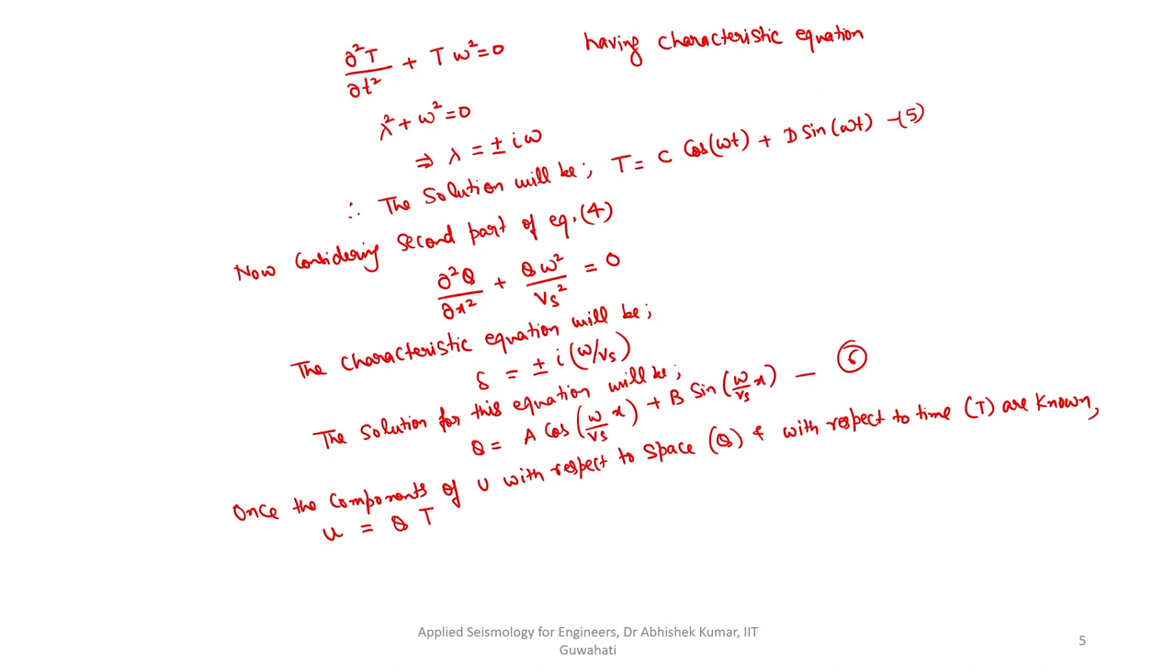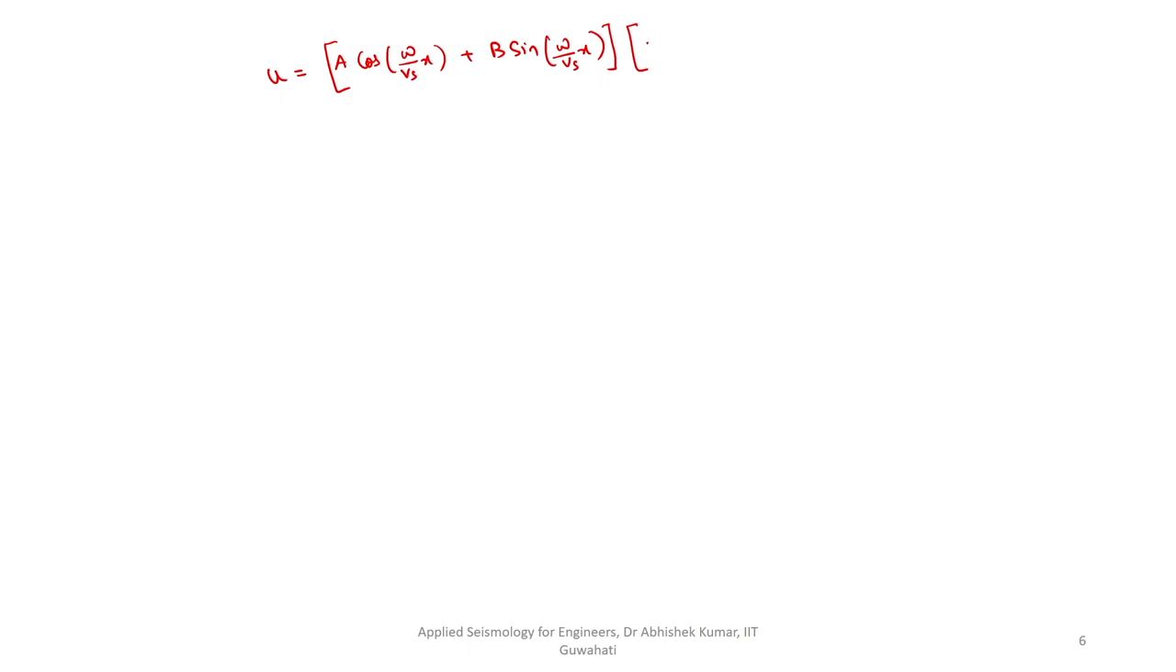So u can be written now as, we have two equations, the first one is a cos omega over v s x plus b sin omega over v s x, this is with respect to q, and then, okay, so a and b are the coefficient values for q and c and d are the coefficient values for t. Then c cos omega t plus d sin omega t. So this is the complete solution for u. We will solve it further.